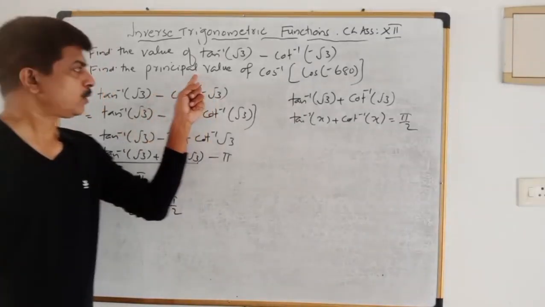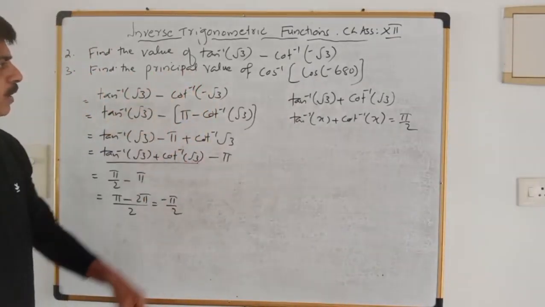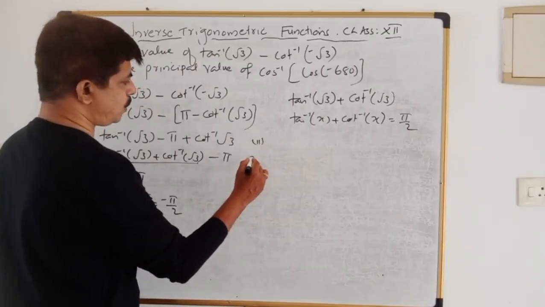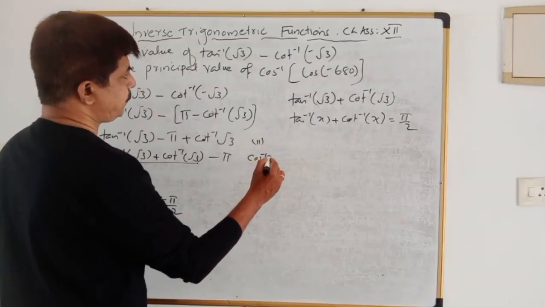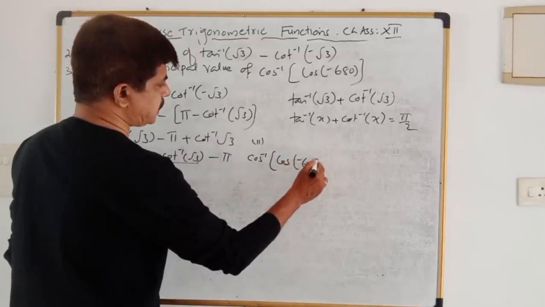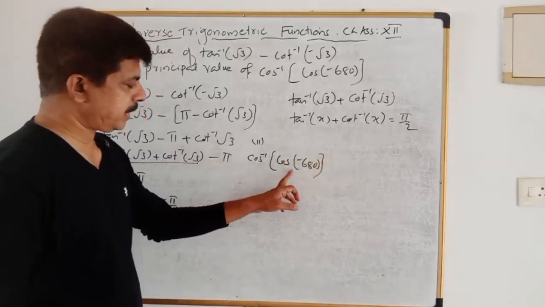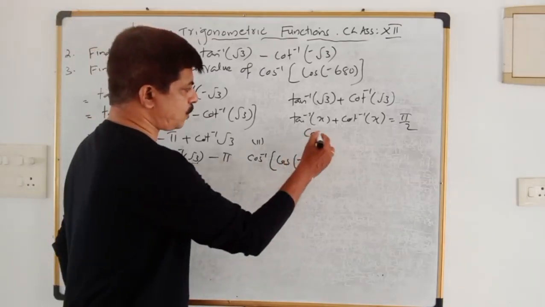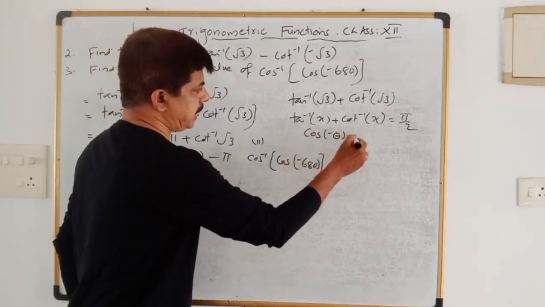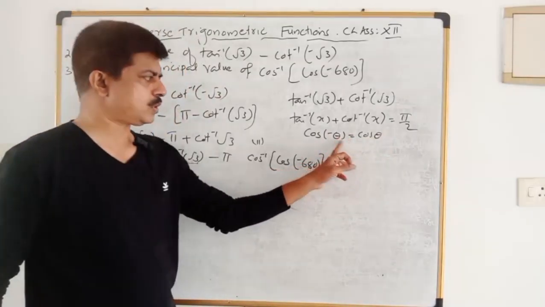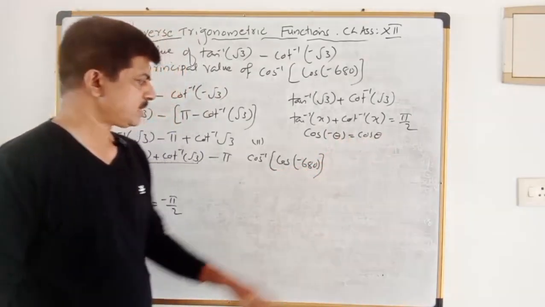Okay, let us look at our third question. Find the principal value of cos inverse cos of negative 680 degrees. This is a trigonometric function. Cos of negative theta, we know that it is in the fourth quadrant. So cos of negative theta is equal to cos theta.